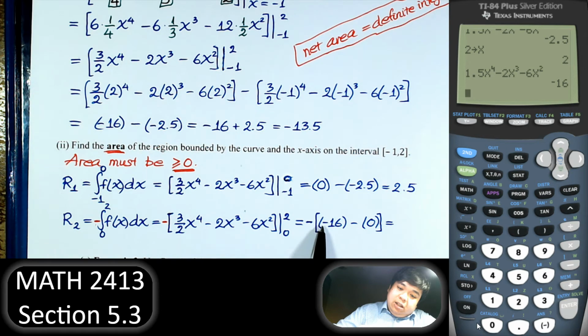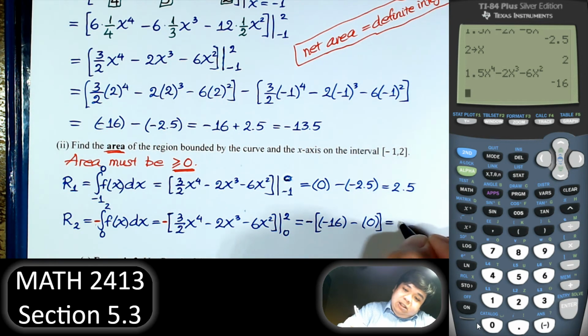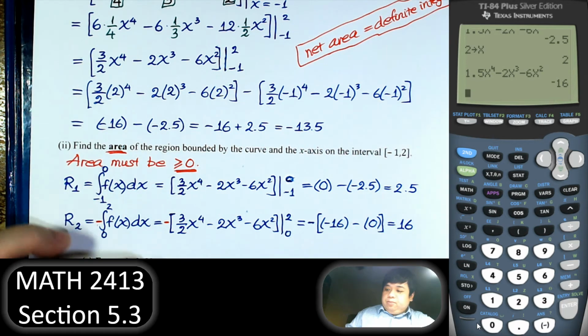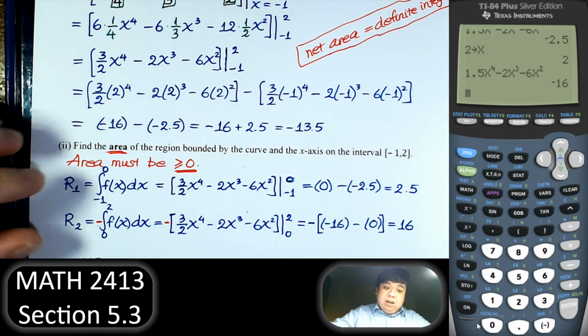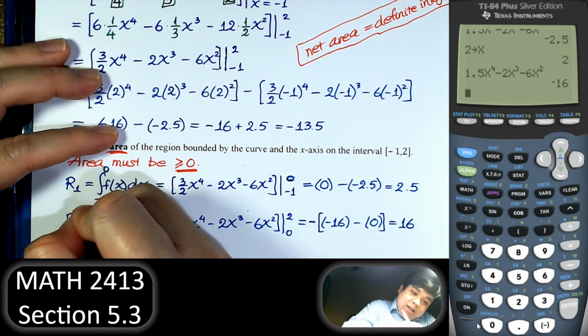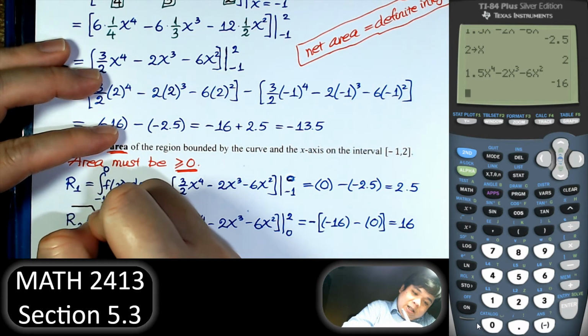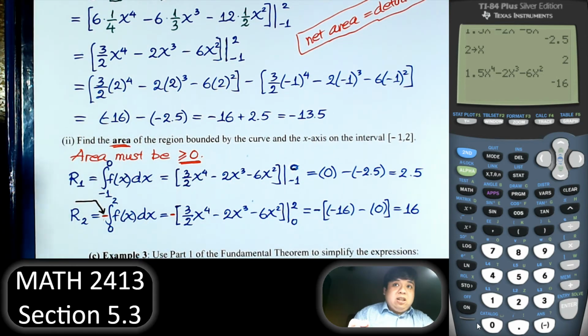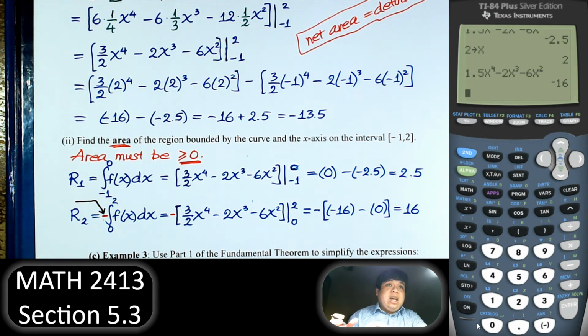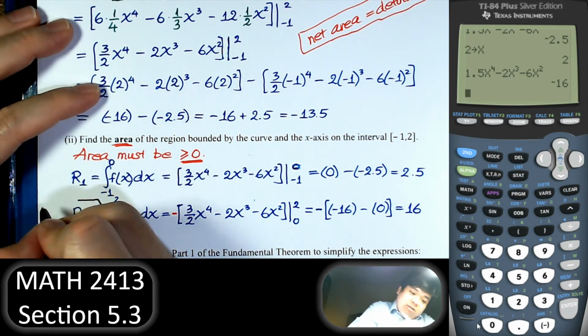And so this is positive 16. Of course, the area must be positive. We have this negative here once again because it is below the x-axis. So we have to put the extra negative sign if the region is below the x-axis. If we want the area and that region is below the x-axis, we have to throw in an extra negative.